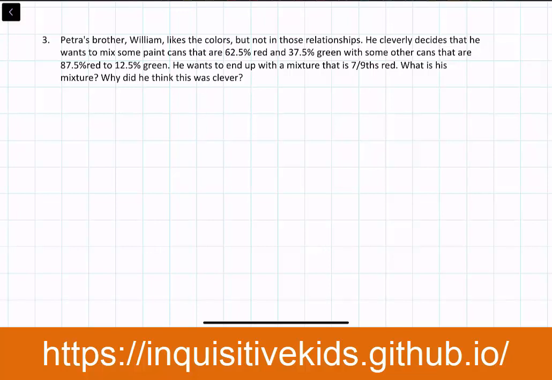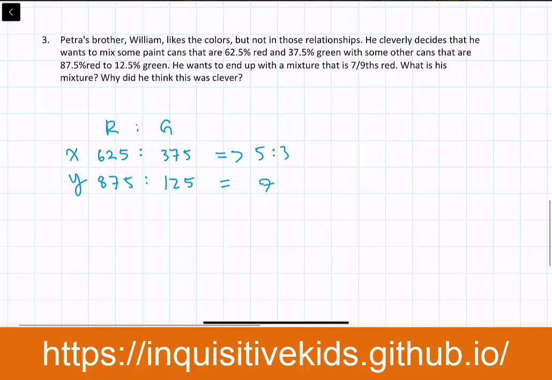So we first have to find what William's mixture is. So we can still write out our ratios. R, red, to green. We have two mixtures, X and Y. For the first mixture, we have 62.5% to 37.5%. We can first write it just as 625 to 375. And this is okay because they are technically equivalent ratios. We can also do the same for mixture Y. And then now we can go simplify. Mixture X turns into 5 to 3, and mixture Y turns into 7 to 1.